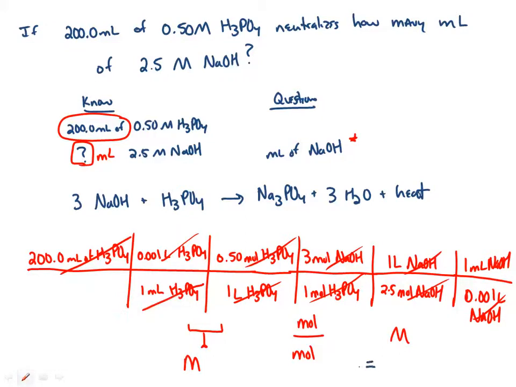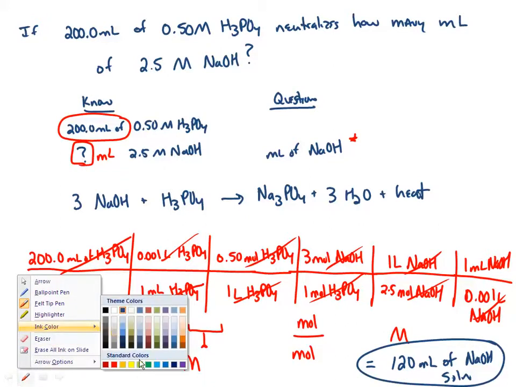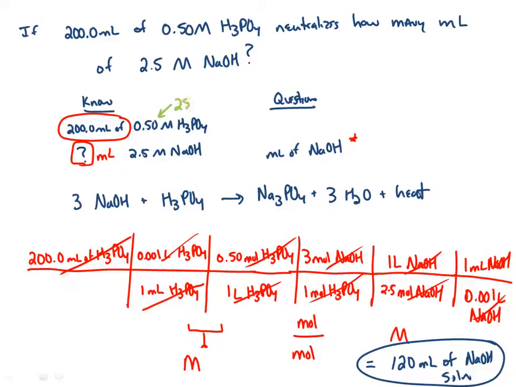And if we answer this question, which Jay made up, so he's got to plug it in his calculator, 200 times 0.5 times 3 divided by 2.5 is 120 milliliters of NaOH solution. And notice that because I have 2 sig figs up here in a couple places, then I have 2 sig figs in my answer.